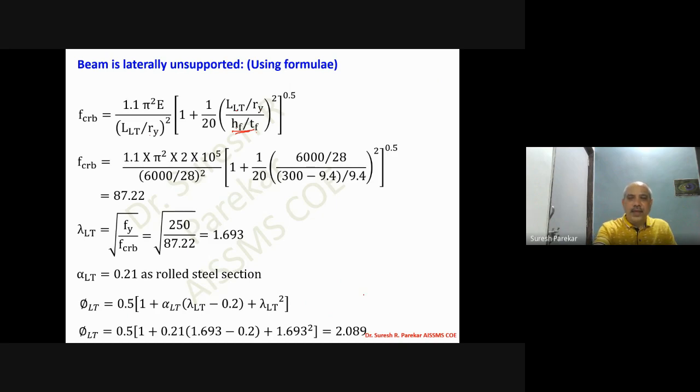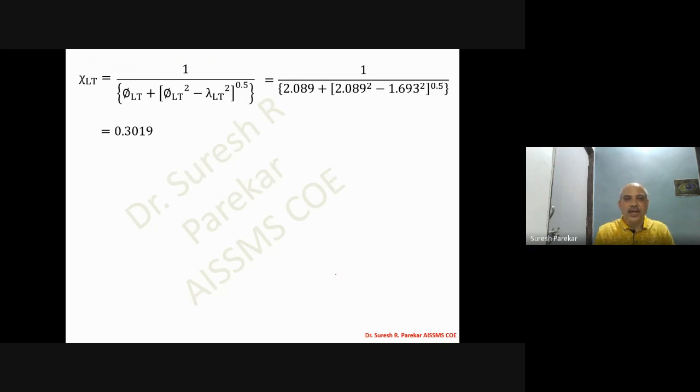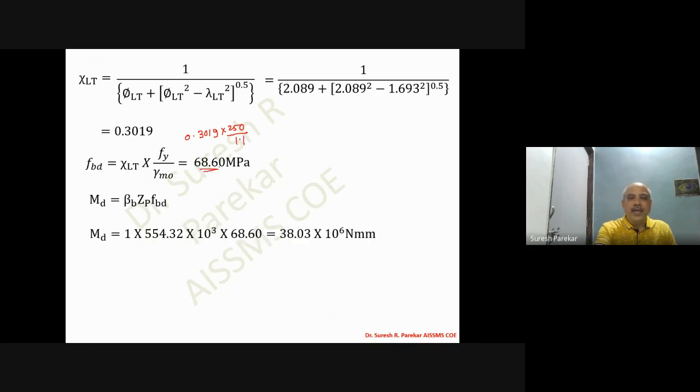And then knowing this value, we are in a position to calculate the value of XLT, which is the reduction factor, and that value we will get as 0.3019. And knowing this value, we can find FBD. So here we have 0.3019 into 250 divided by 1.1, and we will get this as 68.6. And knowing FBD, we are in a position to calculate this MD, 38.03 kilonewton meter.